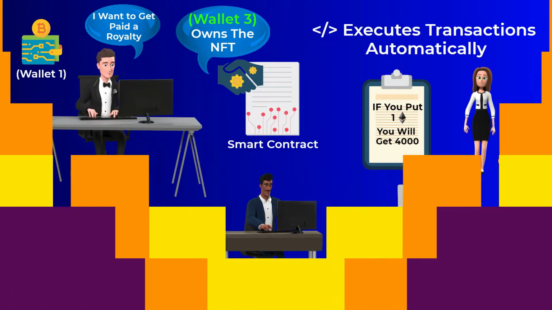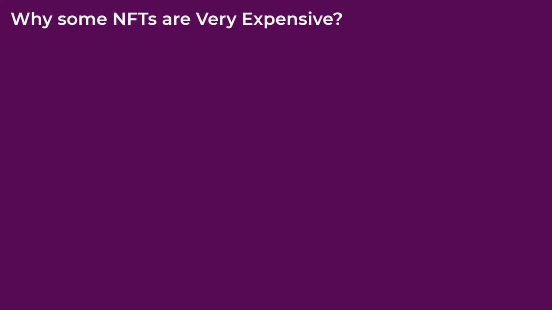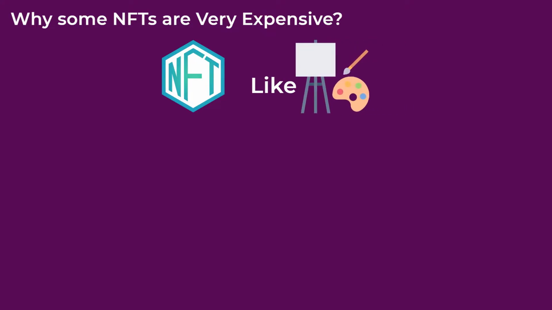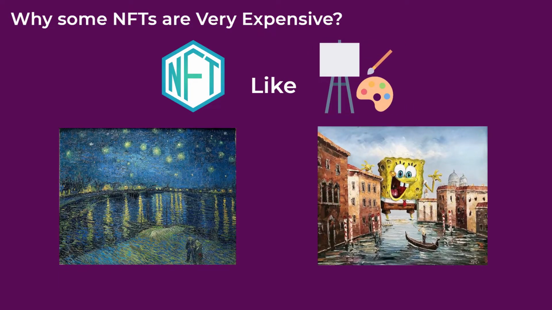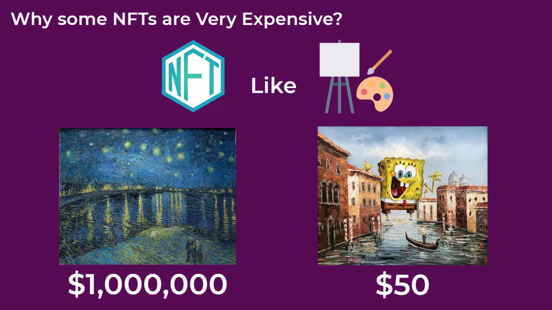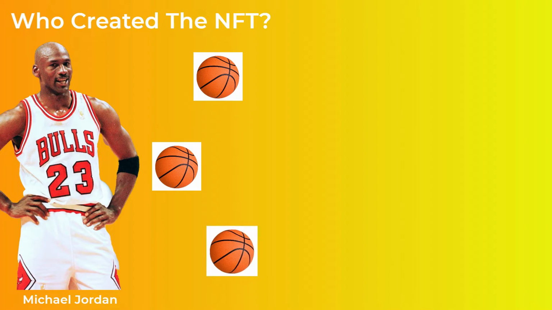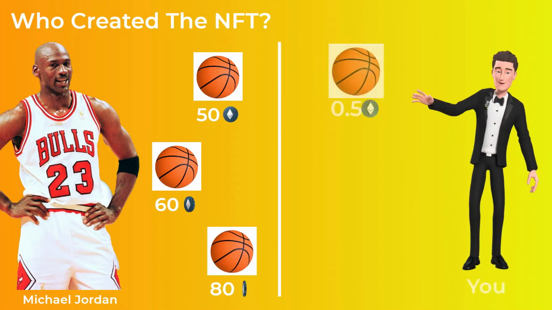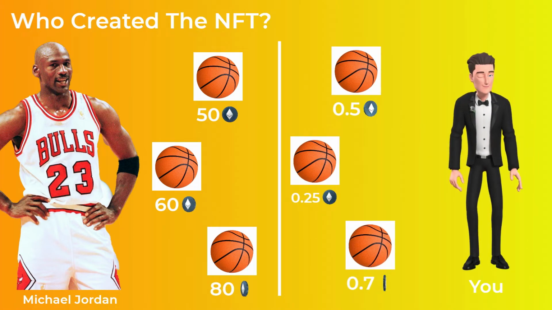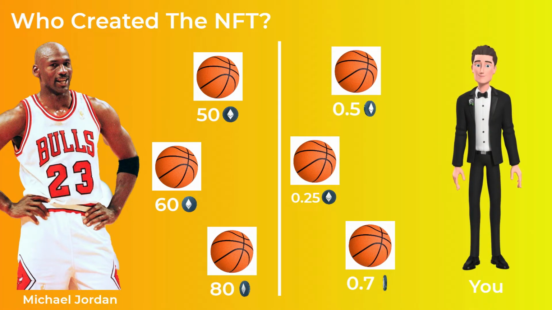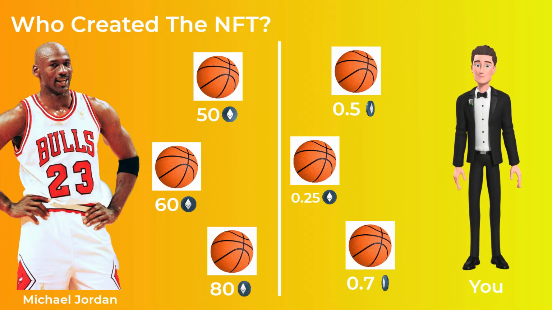So, why are some NFTs so valuable and have very high prices? Well, NFTs are just like artwork. Some paintings are worth millions of dollars, while others are worth less than $100. An NFT price, just like art, depends on who created it. So, for example, if Michael Jordan minted only 3 NFTs of a basketball image, they will be so rare and unique that they will be worth a lot of money, compared to if they were minted by you, for example, as they will be the only 3 NFTs in the world, minted by Michael Jordan.